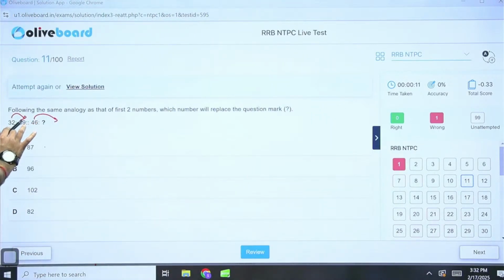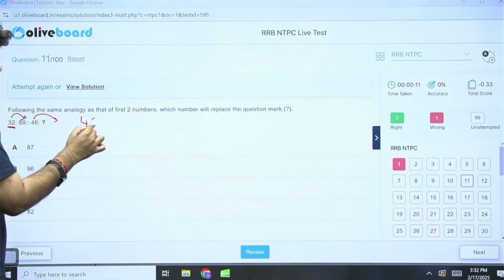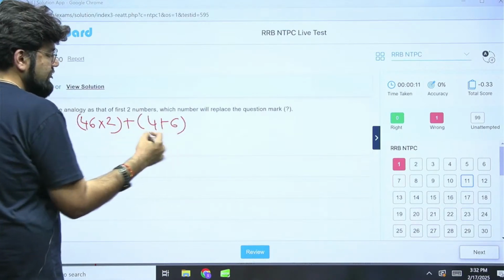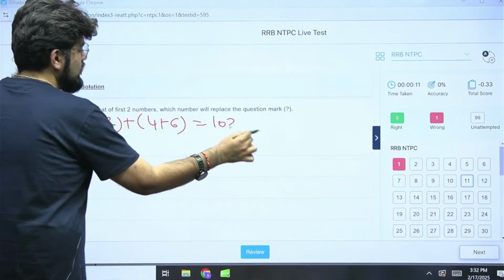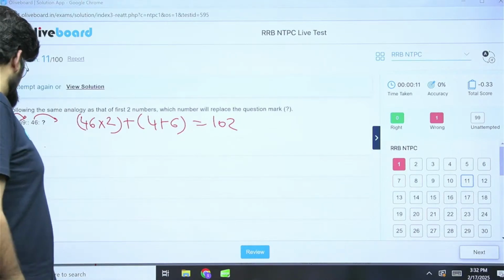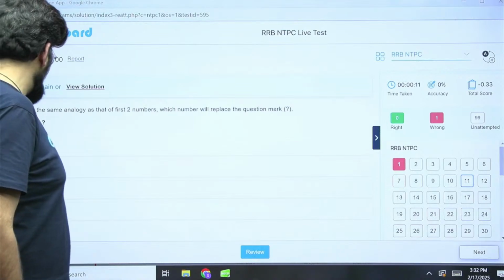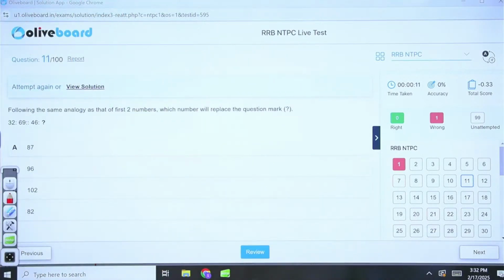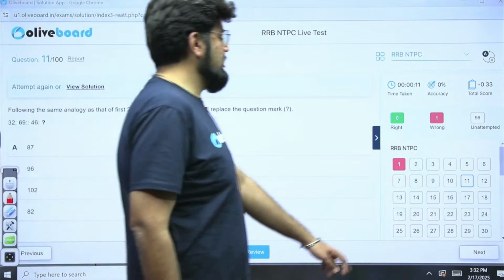32 into 2 becomes 64. You are adding 5 because 3 plus 2 is 5. So 46 into 2 is 92, and then you will add the digits again. So that is 10. This becomes 102, which is your correct answer, option C. Got it? This might seem tricky, but it's absolutely direct. And the paper was actually pretty, I would not say challenging, but the time limit may create a problem.